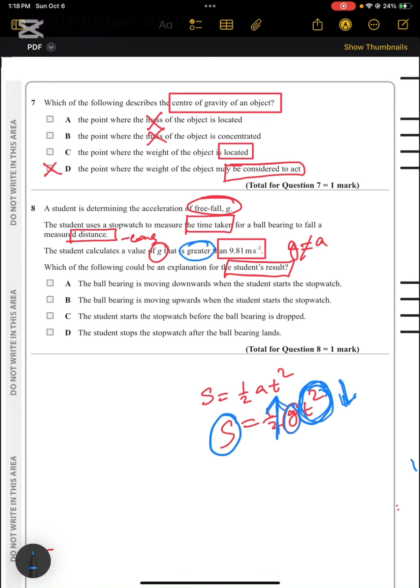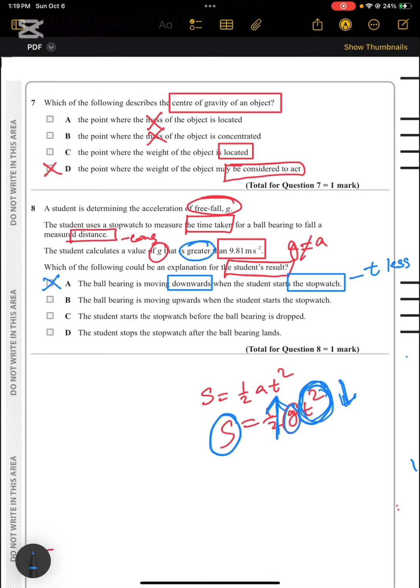The time calculated will decrease when the student has started the stopwatch just 1 or 2 seconds after the ball bearing has started to drop. So we have to look at that question right now. Option A: the ball is moving downward. Yes, the ball is moving downward. It's quite right when the student starts the stopwatch, so it means that the ball already started moving downward when the student started the stopwatch. By using this, the time will be less. It will have a lesser time. So this is our answer.